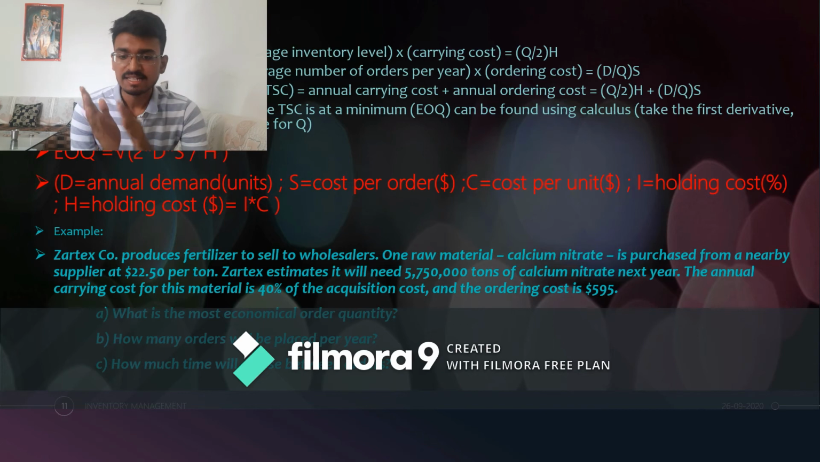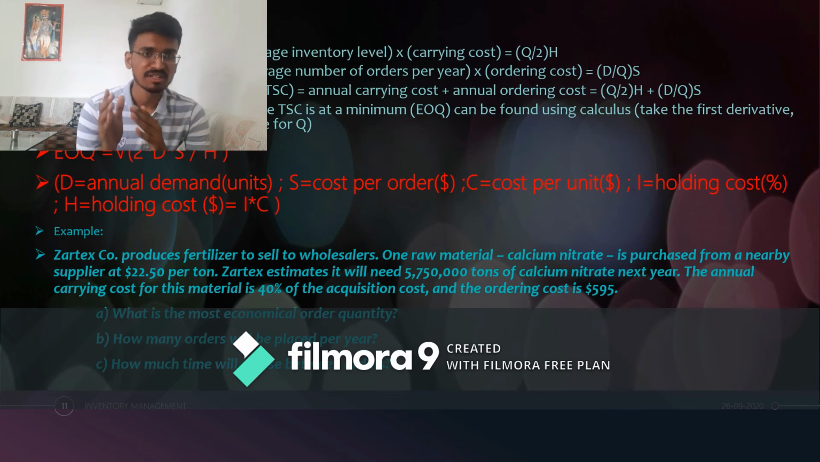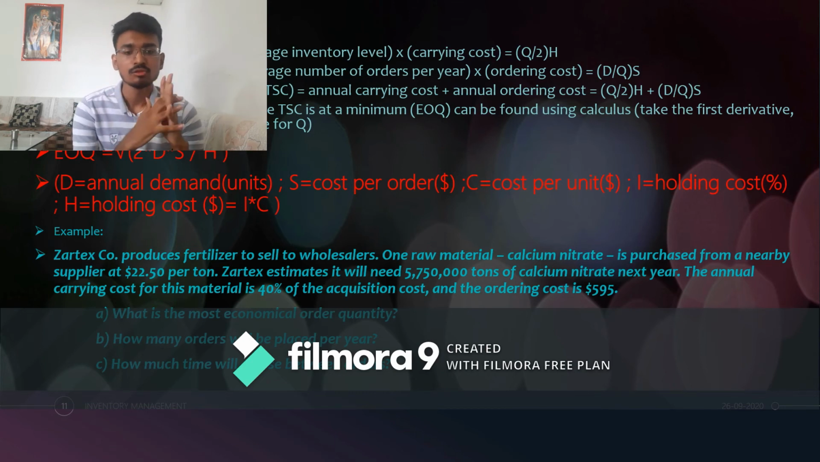The annual carrying cost for the material is 40% of the acquisition cost. Acquisition cost is nothing but the cost per unit. So I equals 40%, or we can say 0.4. Okay, and the ordering cost is $595. So the ordering cost, the cost per order, equals 595.